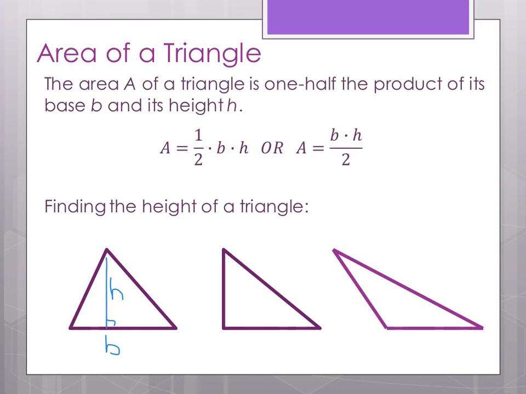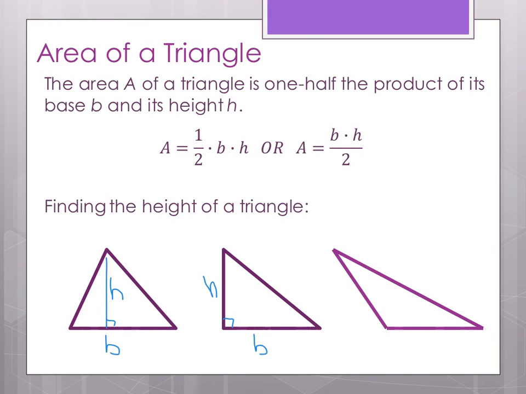In the second triangle, this is a right triangle. Okay, so that means if the base is here, right triangles have a 90-degree angle as one of their angles. So the height in this triangle would actually be the side.